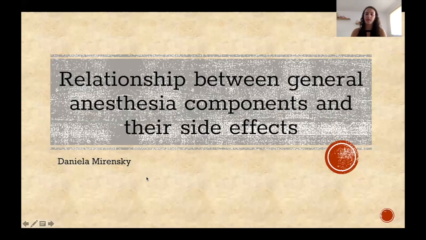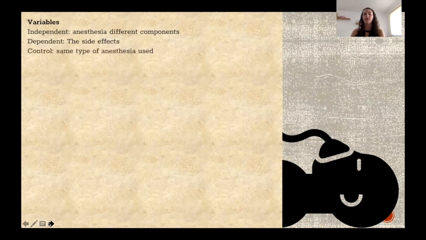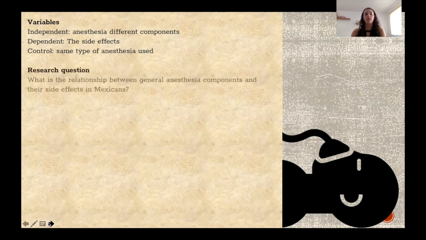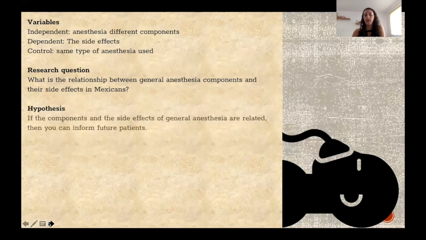So my final research project was about the relationship between general anesthesia components and their side effects. My variables were the different anesthesia components, the dependent, the side effects, and the control one that everybody had the same type of anesthesia. Then my research question was what was the relationship between general anesthesia components and their side effects in Mexicans.